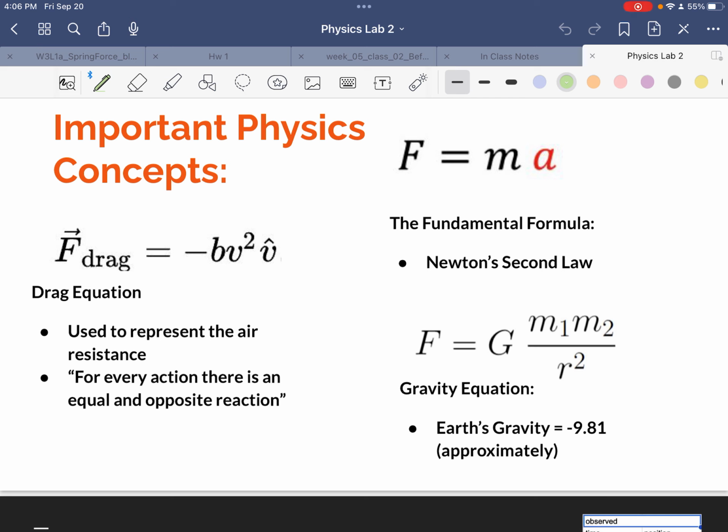The next equation is the fundamental formula, which is F net equals mass times acceleration. This is also known as Newton's second law. And then this equation was used to calculate the net force that was acting on the system as it was falling. Finally, the gravity equation is used to calculate and approximate the Earth's gravity, which ended up being at around negative 9.81 meters per second.